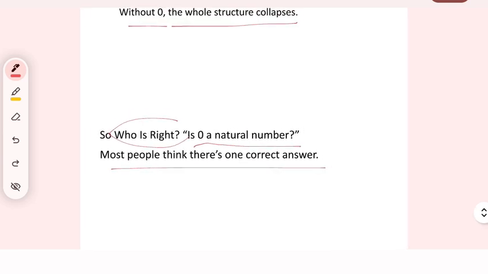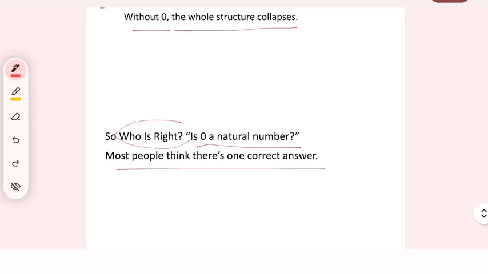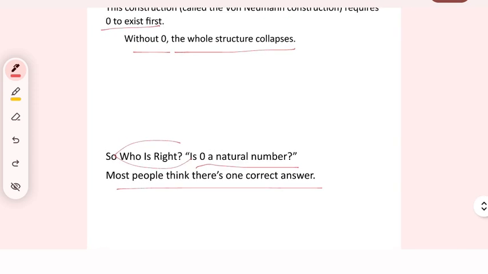Maybe it depends on your field of expertise, especially if you are in set theory or computer science. What do you think? Is 0 a natural number?